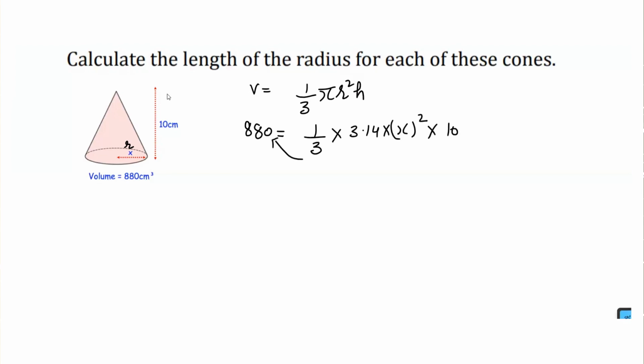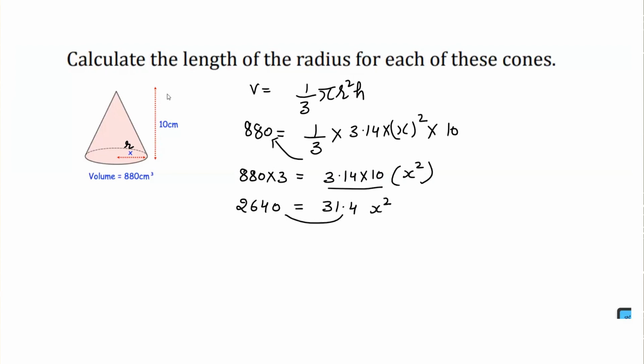We'll take 3 to this side. 880 into 3 is equal to 3.14 into 10 into x square. So we will multiply this, we'll get 2640 is equal to 31.4 x square. So we will take this 31.4 to this side, we'll get x square is equal to 2640 divided by 31.4.